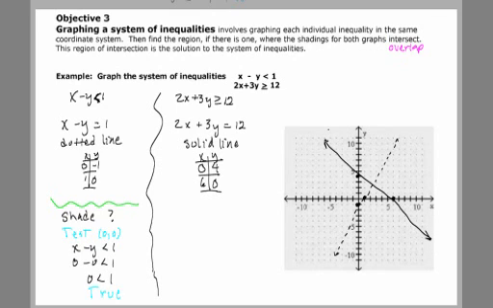Well, do the best you can. That's the best solid line I can get on this slick tablet. And let's do the same thing. Let's figure out what side of this line we're going to shade.